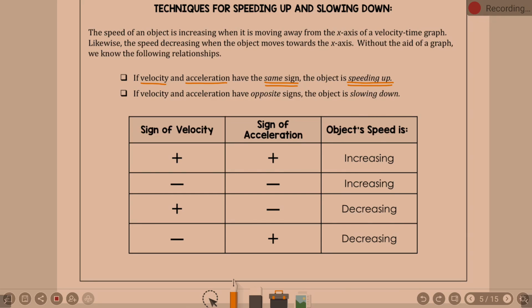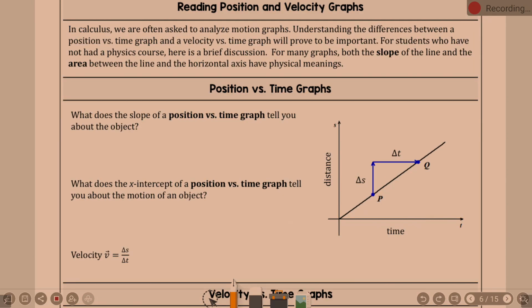So if we're asked whether the object is speeding up or slowing down, you're looking for the signs of velocity and acceleration. Same sign, they speed up. And opposite signs, the object is slowing down. This chart just summarizes that. But really just remember, same signs speed up, opposite signs slow down. I don't think I really need to talk about the chart past that. Good? Okay, let's go read position and velocity graphs.